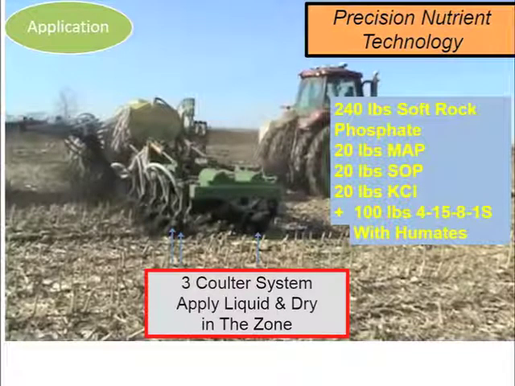Precision tools, so some of the things we do is we run 240 pounds of soft rock in the fall, 20 of MAP, 20 SOP, 20 of KCl, potassium chloride. Then we'll run a liquid of 415.8 with some sulfur and some humates. We are running a coulter system.